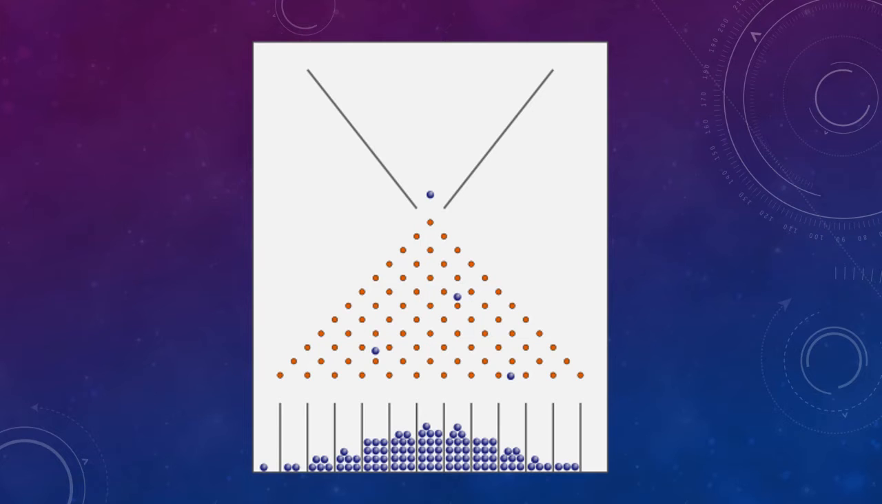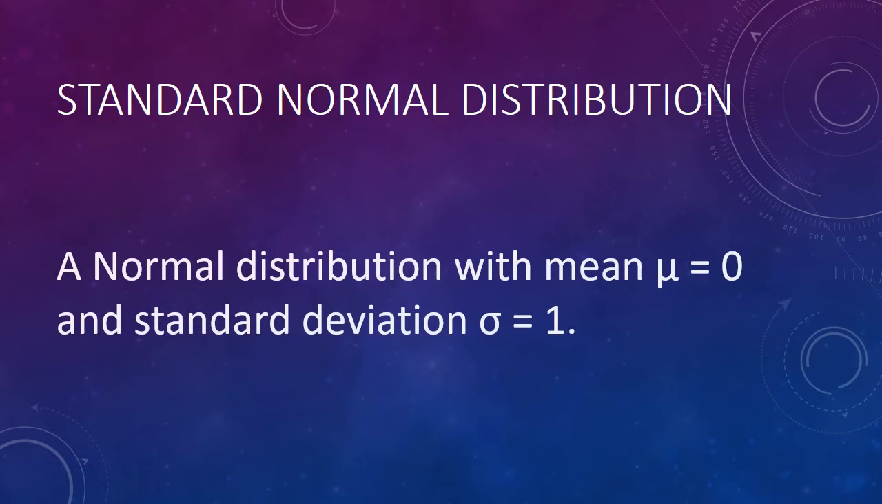There's a special name for a normal distribution with a mean of 0 and a standard deviation of 1. It's called the standard normal distribution. If a random variable has a normal distribution with some mean and standard deviation, then its z-score has a standard normal distribution. But note that not all z-scores are going to be normally distributed. The z-score is only normally distributed if the original variable was normally distributed.